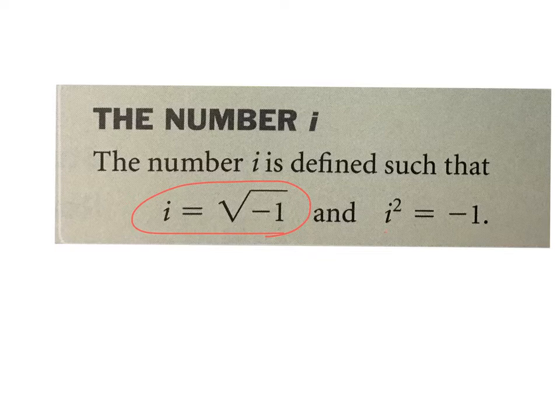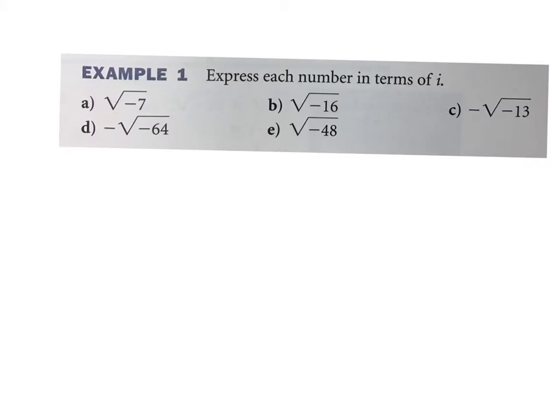And if that's the case, then obviously i squared must equal -1. That's what I really need you to know right there. i squared is -1. All right, so they're going to say express each number in terms of i. What i enables us to do is take the square root of a negative number.